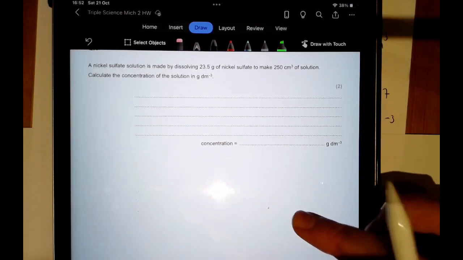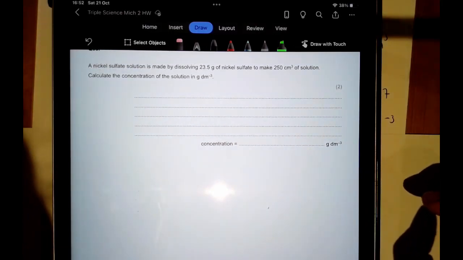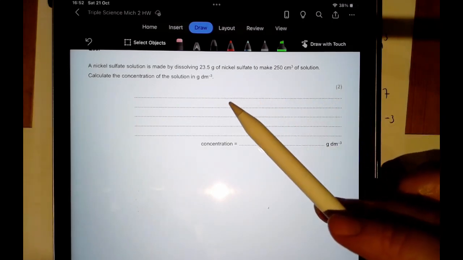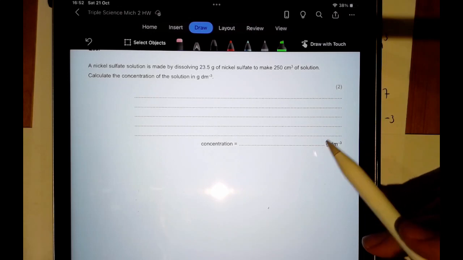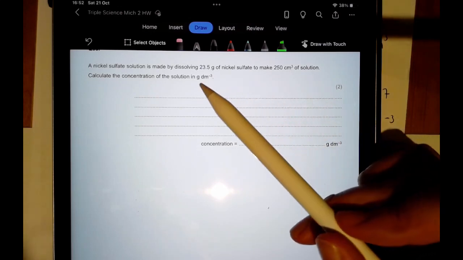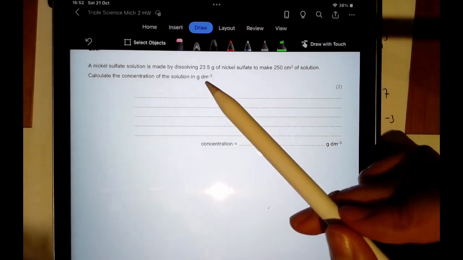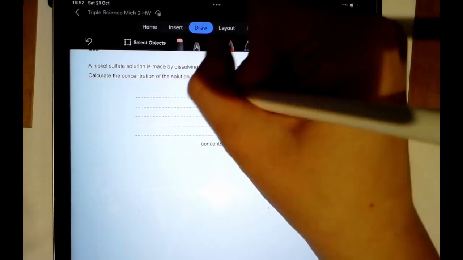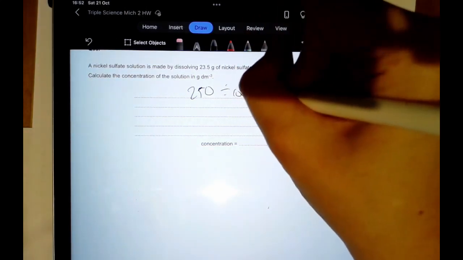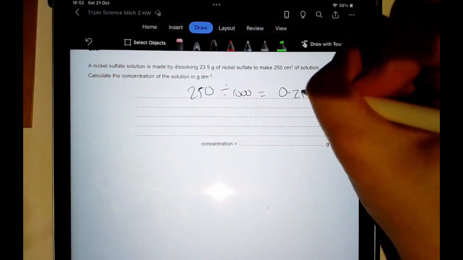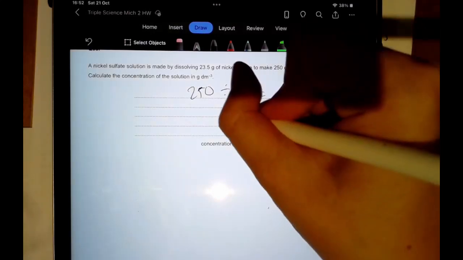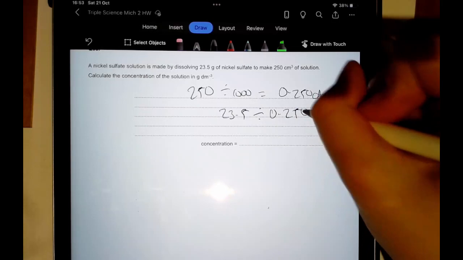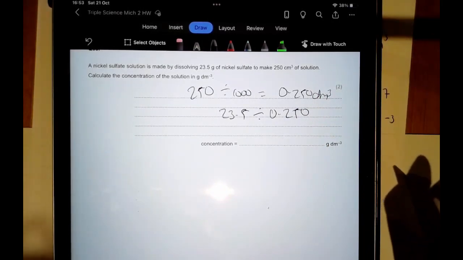Last one then, a nickel sulfate solution is made. So they give you a mass in grams, they give you the volume in centimetres cubed, but they want the concentration in grams per decimetre cubed. So again, this is one of the ones we did at the start. I've got something in grams already. I need to divide it by something in decimetres cubed. At the moment, I've got centimetres cubed. So I'm going to do 250 divided by 1000, 0.25 decimetres cubed. Now I've got something in grams, 23.5. I can divide that by what I've got in decimetres cubed, and that is going to be my answer.